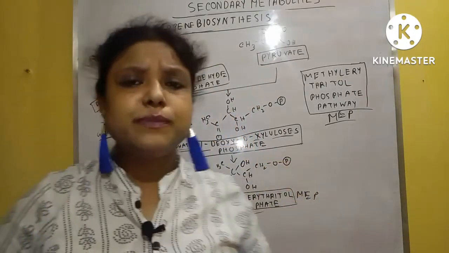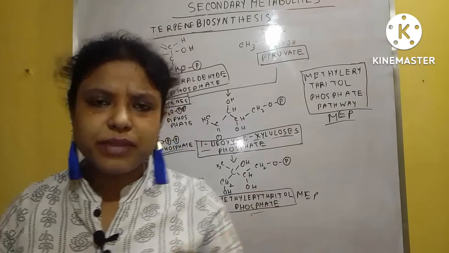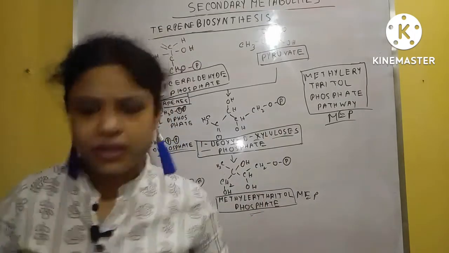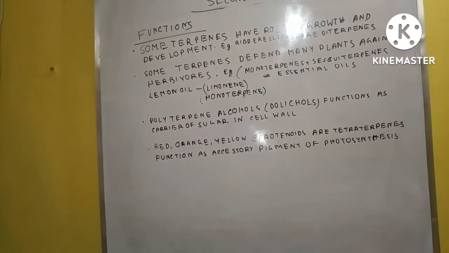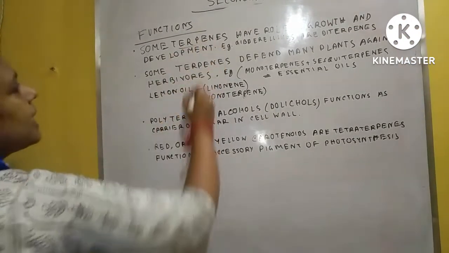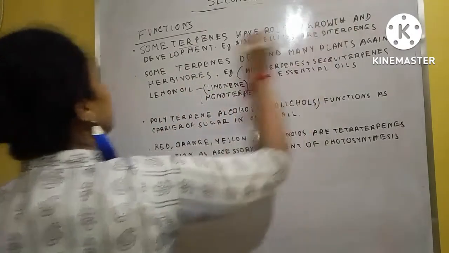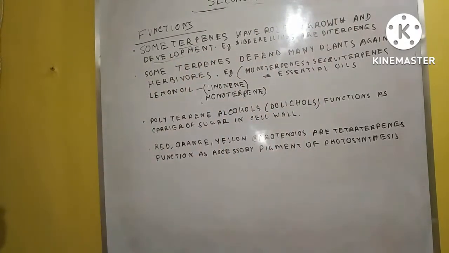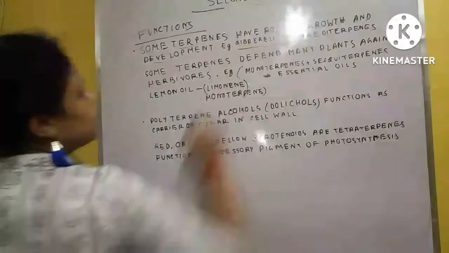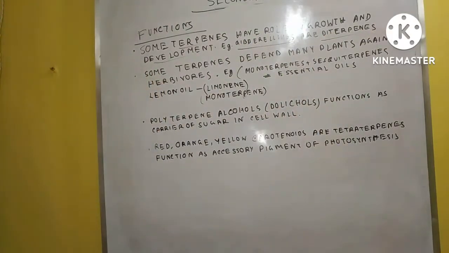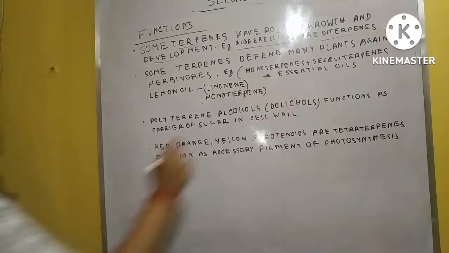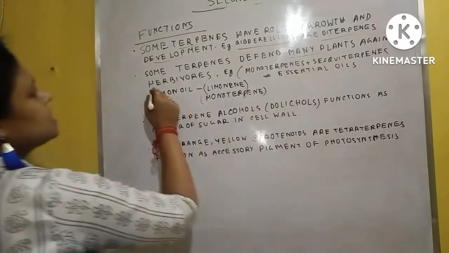Now I will just explain what is the function of the terpene, and then I complete my video. Okay, so these are the functions of the terpenes. Some terpenes have a role in growth and development. An example is the gibberellins. These are the diterpenes. Second, some terpenes defend many plants against herbivores.